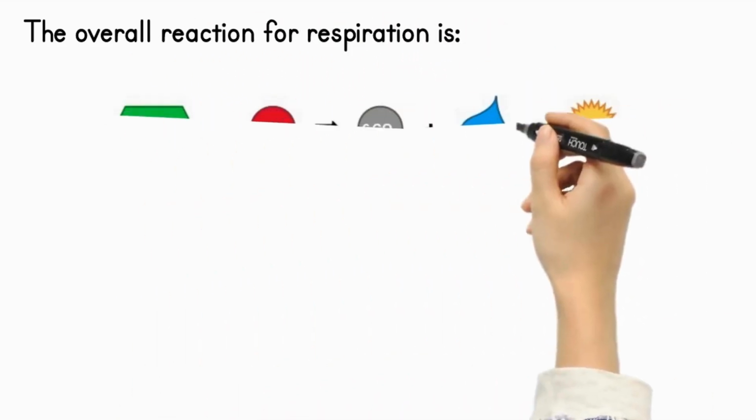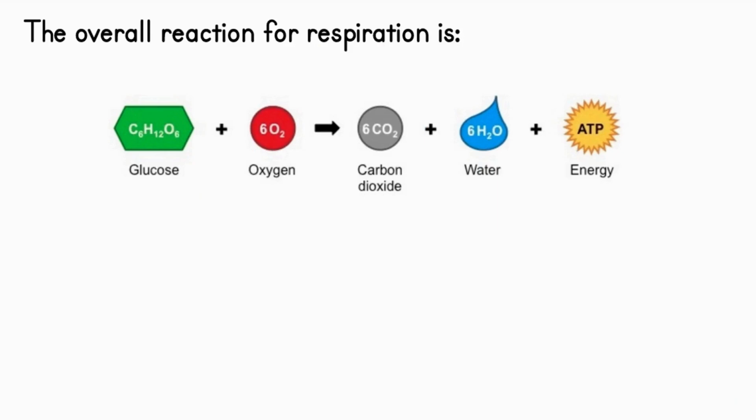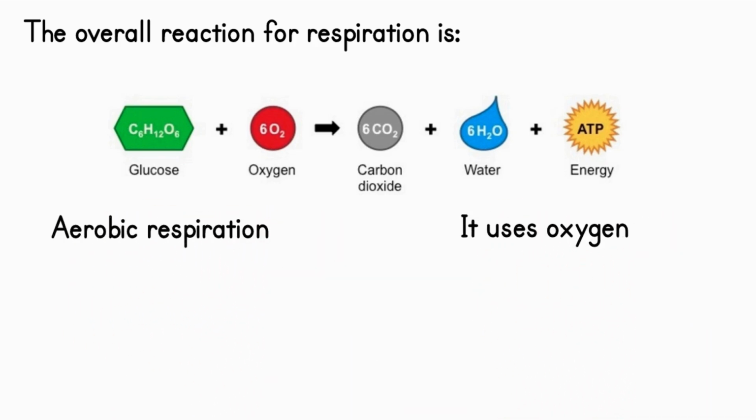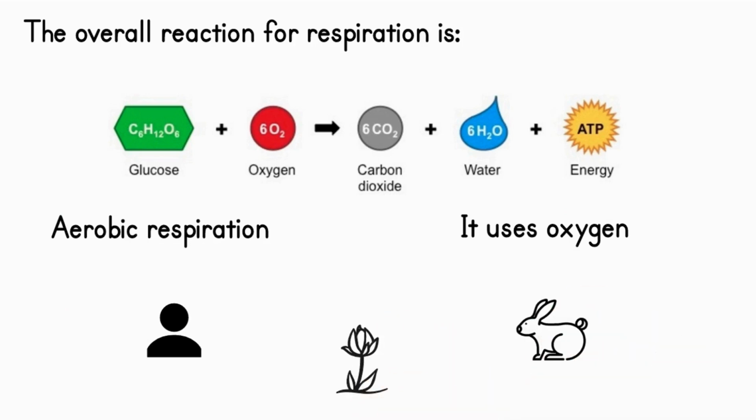The overall reaction for respiration is: glucose reacts with oxygen to produce carbon dioxide, water, and energy as ATP. This is called aerobic respiration because it uses oxygen. Aerobic respiration happens in the cells of humans and those of animals, plants, and many other organisms.